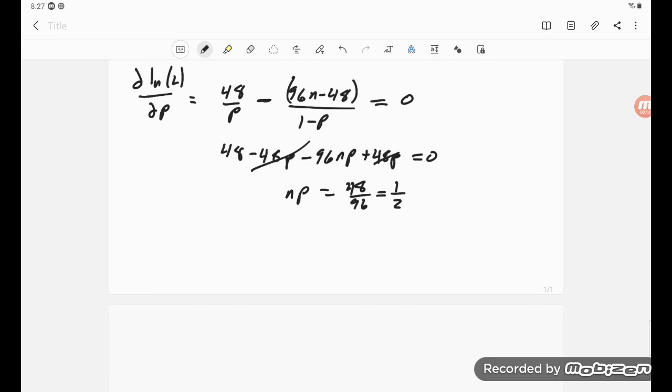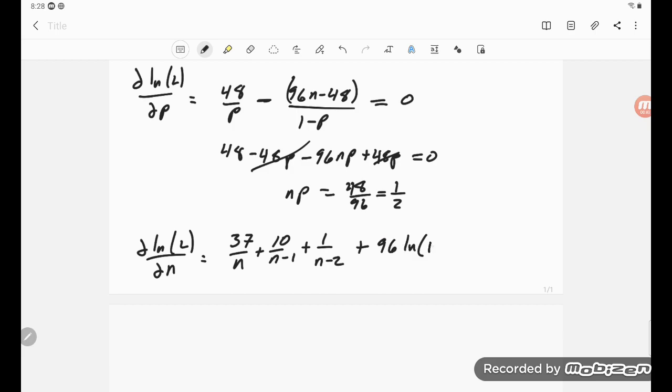Now, if I do the partial of the natural log of L with respect to n, I get 37 over n plus 10 over n minus 1 plus 1 over n minus 2 plus 96 natural log of 1 minus p equals 0.